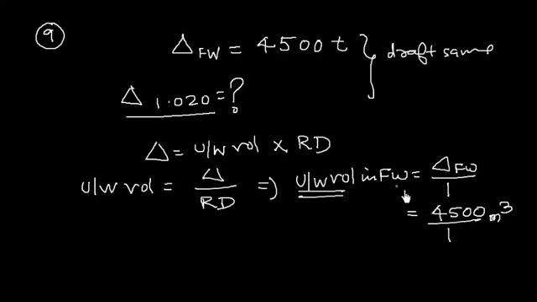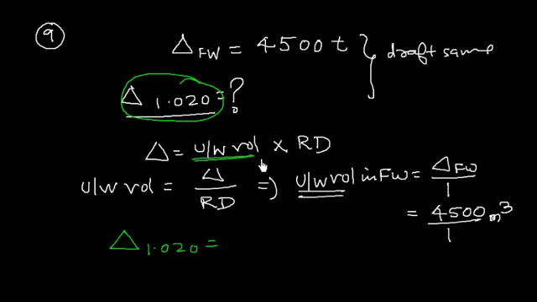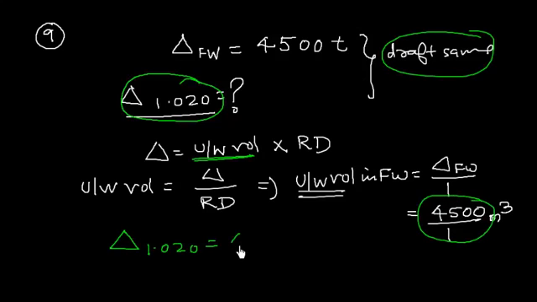Now what is going to be the displacement in dock water of RD 1.020? Similarly, I'll use the same formula, displacement equals underwater volume times relative density. The draft is the same, so the underwater volume is also the same. So I write 4500 underwater volume multiplied by 1.020, the relative density of dock water, and after multiplying I get 4590 ton. Answer.